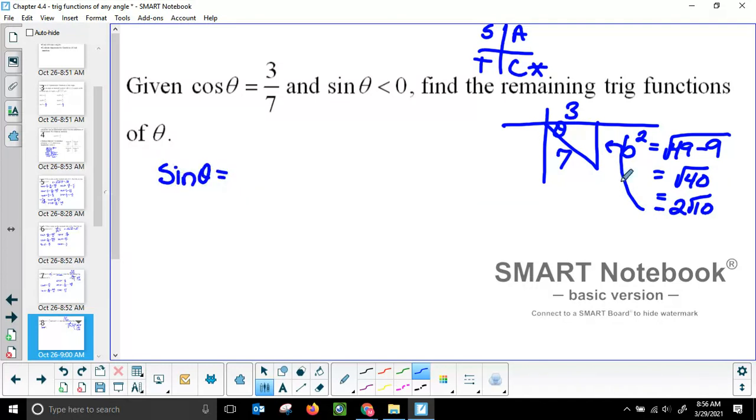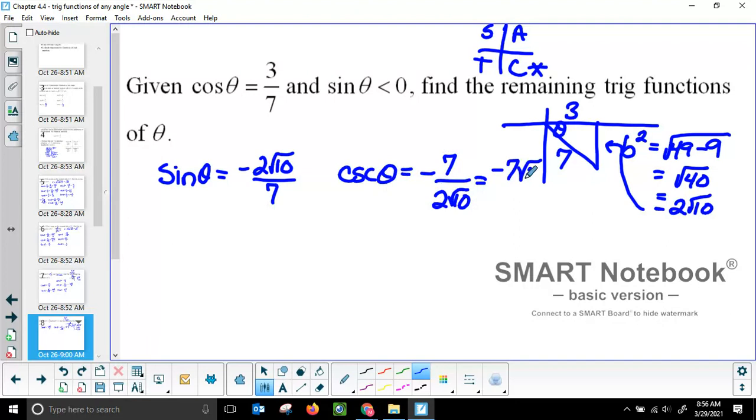So sine of theta is equal to opposite over hypotenuse. So negative 2 root 10 over 7. So cosecant, we would flip that and get negative 7 over 2 root 10, which then we would have to rationalize. So we'll get negative 7 root 10 over 2 times 10, which will be 20.